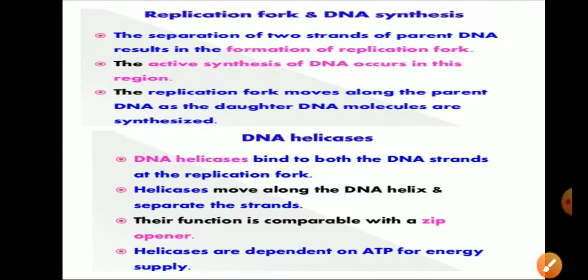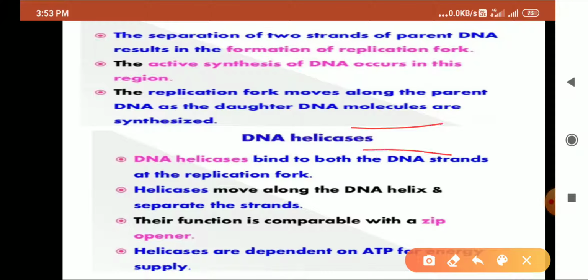Next is replication fork and the DNA synthesis. The separation of the two strands of the DNA results in the formation of the replication fork. That means we have a parent strand and these two are the replication strands. This is termed as a replication fork. The active synthesis of DNA occurs in this region. The replication fork moves along the parent DNA as the daughter DNA molecules are synthesized.